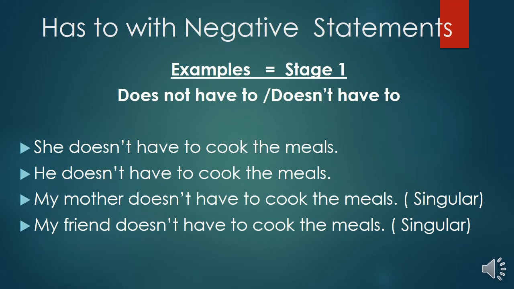Has to with negative statements. Example, stage 1. Here the negative sentence we use with does not have to or doesn't have to. She doesn't have to cook the meals. He doesn't have to cook the meals. My mother doesn't have to cook the meals. My friend doesn't have to cook the meals.